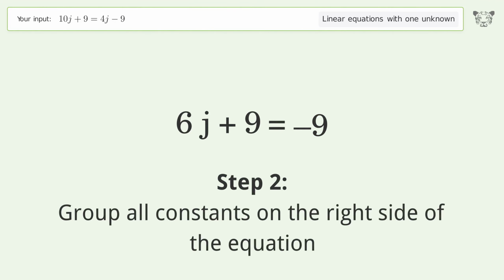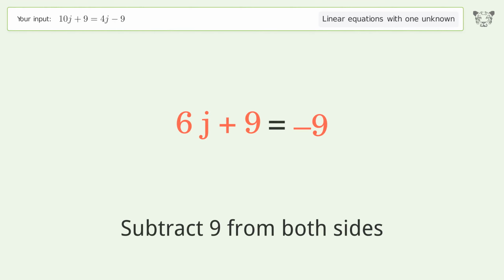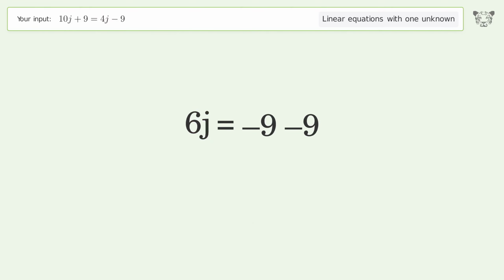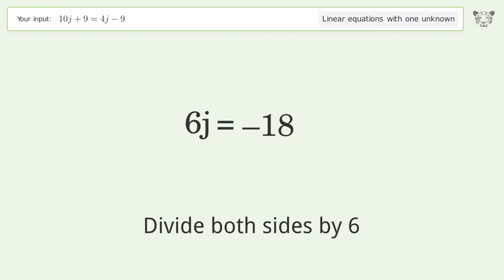Group all constants on the right side of the equation. Subtract 9 from both sides. Simplify the arithmetic. Isolate the j. Divide both sides by 6.